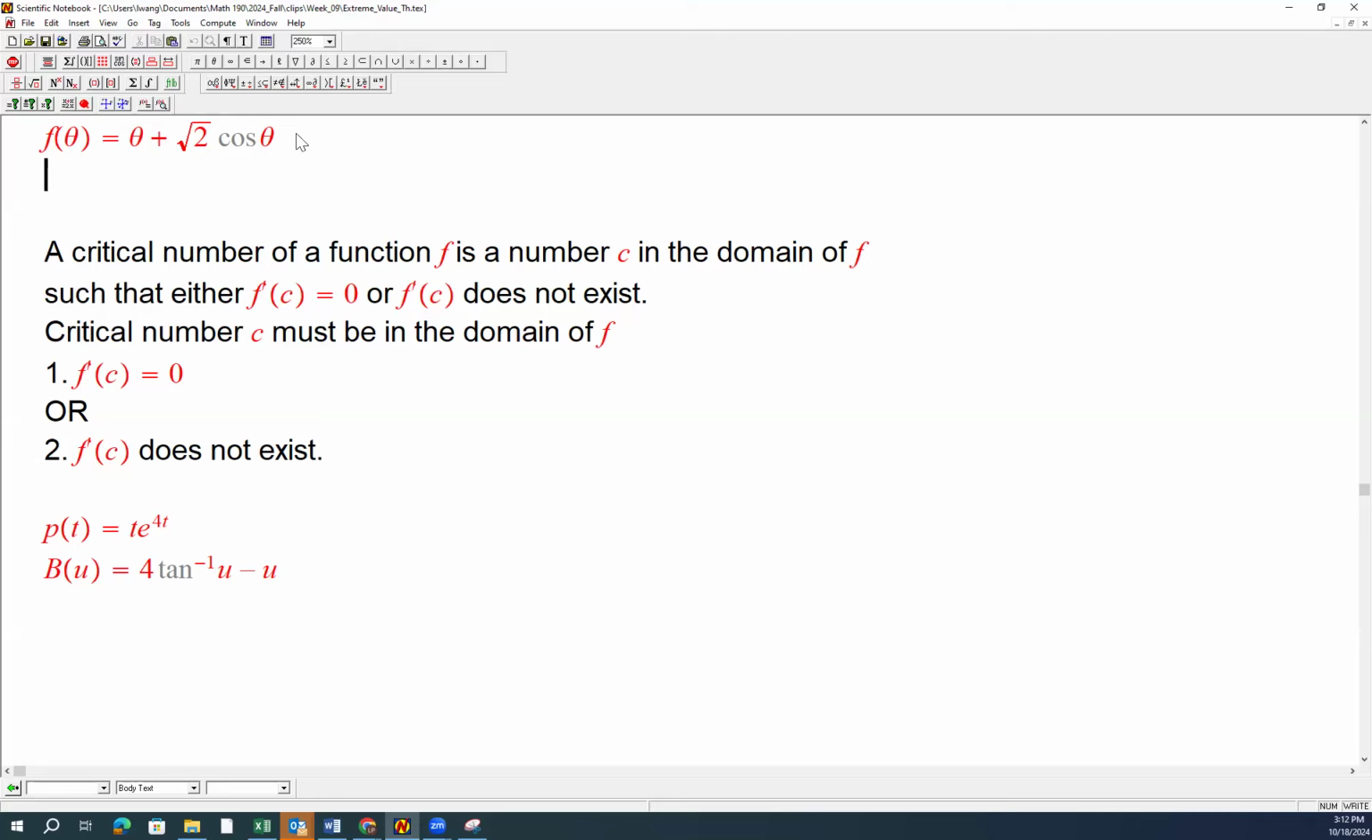So this function, the domain is obviously all real numbers. Taking the derivative with respect to theta, we get 1 plus root 2. The derivative of cosine is negative sine theta.